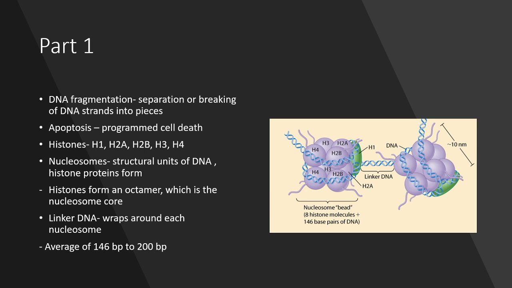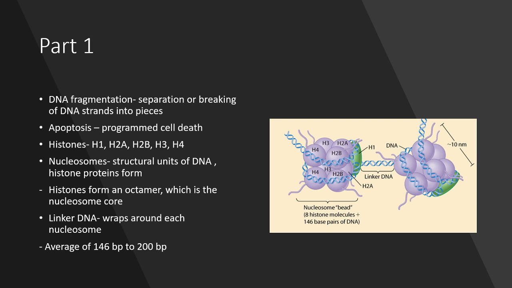Whenever the cell recognizes that it has a mutated strand of DNA that affects the cell negatively, it generally undergoes apoptosis and sacrifices itself in order to not replicate the mutated DNA. Histones are some basic proteins that are found in eukaryotic chromosomes, and they include proteins such as H1, H2A, H2B, H3, and H4. Nucleosomes are structural units of DNA in which the histone proteins form.